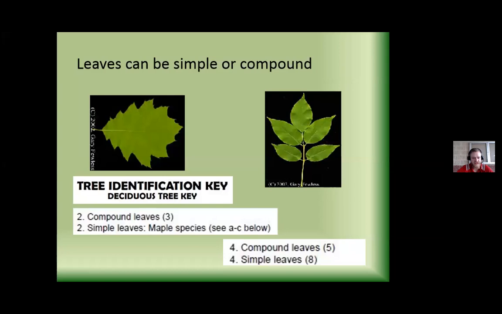So if we're looking at the identification key, this is actually on questions both 2 and 4, and it depends on how you answer question number 1, but it's basically the same question, and you got to see whether you've got a compound leaf there, and that leads you in one direction, or whether it is a simple leaf, and that leads you in another direction, depending on where you are in the key.